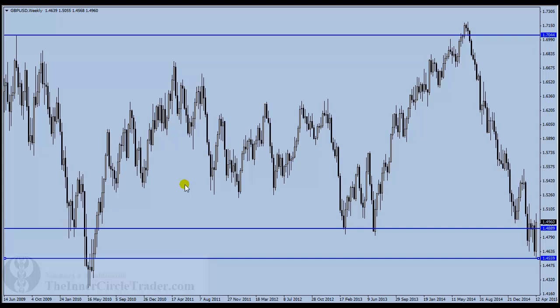What you're looking for, again, is areas of liquidity, in other words, above old highs and below old lows. And you're looking for previous areas of institutional buying and selling, and areas of consolidation. So if we can see areas of buying interest, like we see here.